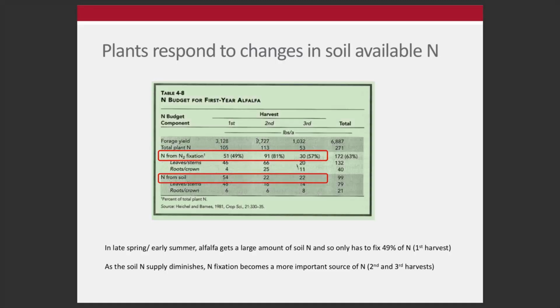We can look at the total yields: first cutting with the highest yield, second cutting, and then this last cutting is really low, less than half of that total. So there just wasn't a lot of growth in this scenario. Suffice it to say that plants, not just legumes, but plants in general, are going to respond to changes in soil nitrogen.